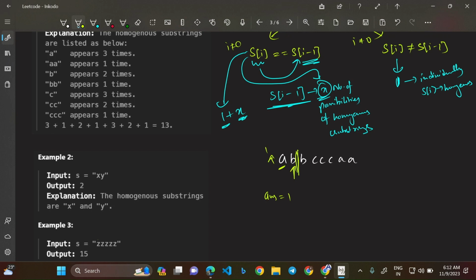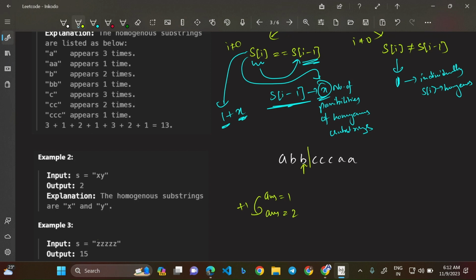So now this individually will constitute 1 for sure. So now answer is equal to 2, because 1 plus 1. So I have done a plus 1, because B is individually an homogeneous substring. Alright, now coming to this particular thing.